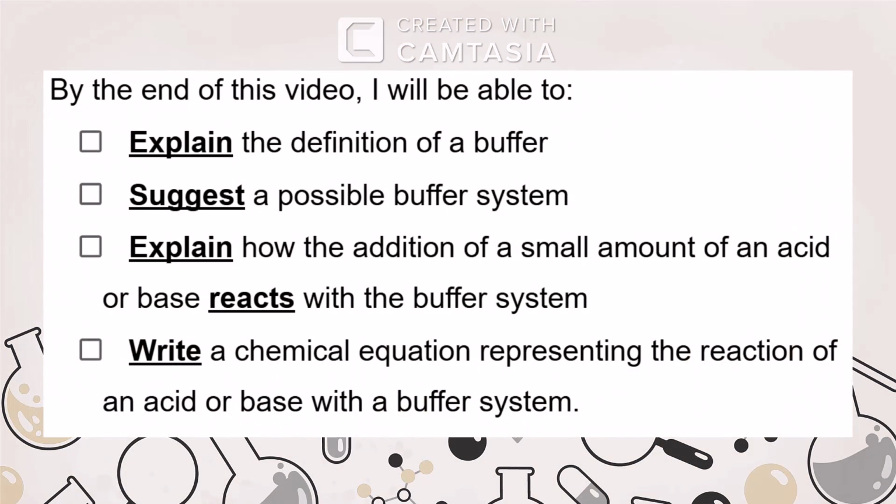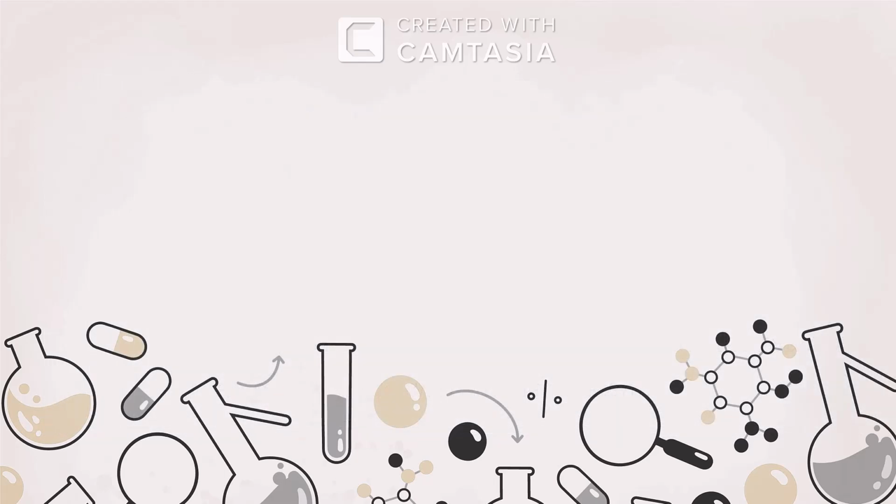This video will try to help you understand how to explain the definition of a buffer, suggest a possible buffer system, explain how the addition of a small amount of acid or base reacts with the buffer system, and finally, write a chemical equation representing the reaction of an acid or a base with a buffer system. Let's start with the chemistry.